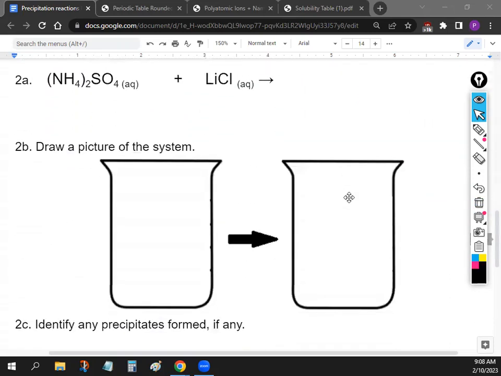Okay, so this is what your assignment problems are going to look like. I'm going to give you the first half of the reaction. I guess I was nice here, and I told you that it dissolved in water already. But you're going to have to finish the equation, make sure it's balanced, and then, same thing as last time, make the picture and identify the precipitate.